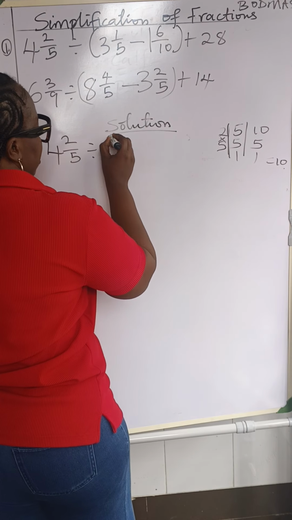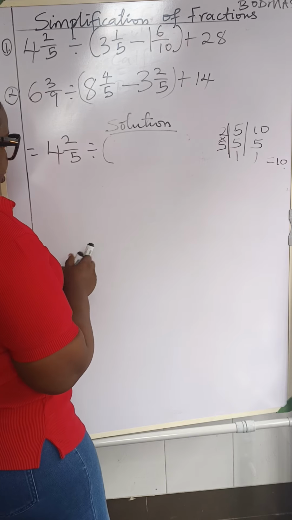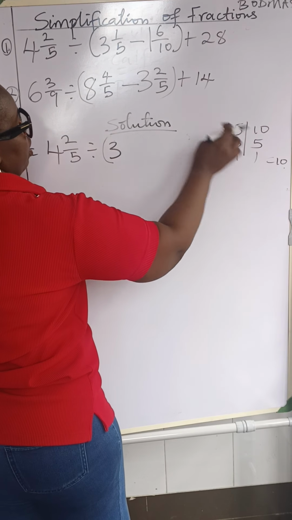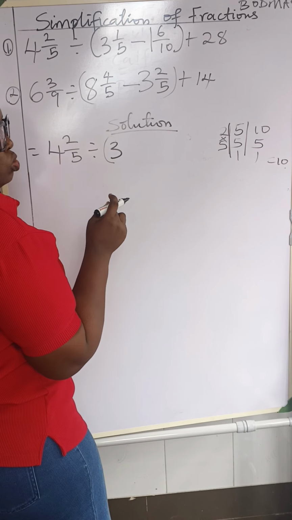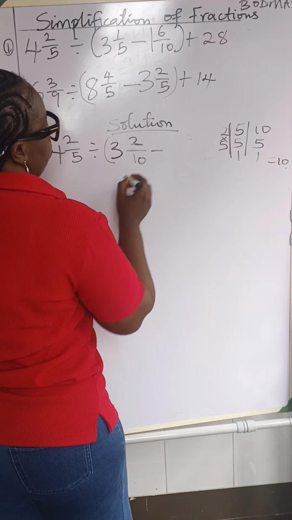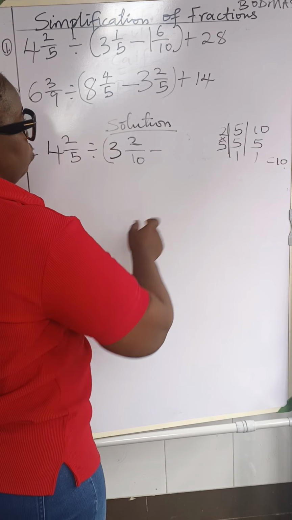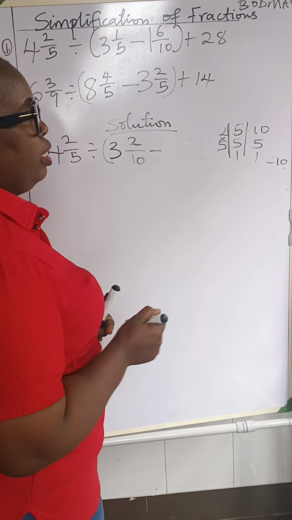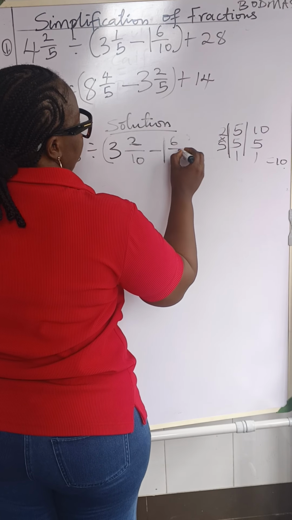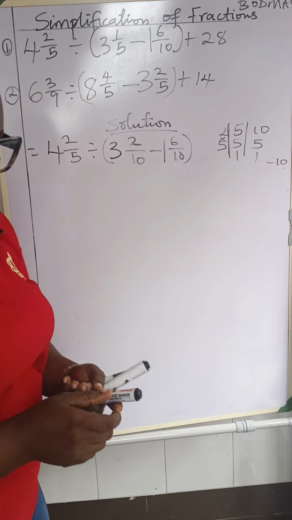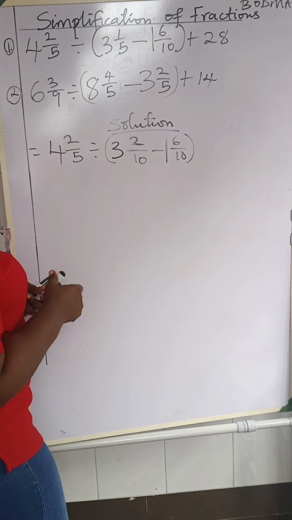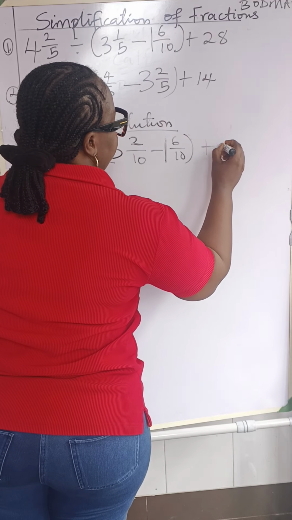So we are going to have brackets, 3 whole number here. Then we'll have 10 going into 10 is 1, 1 times 2 is 2. So we are going to have 2 over 10 here. Take away. 10 going into 10 is 1. 1 times 6 is 6. So we have 1 whole number, 6 over 10 here. Plus 28. That is the whole number.